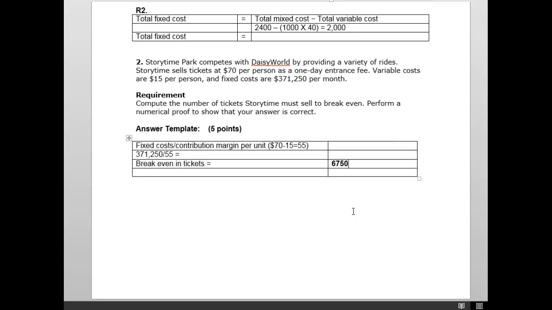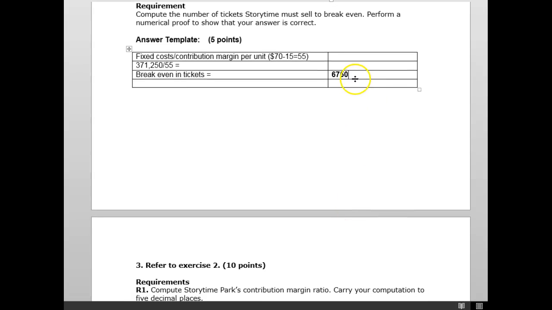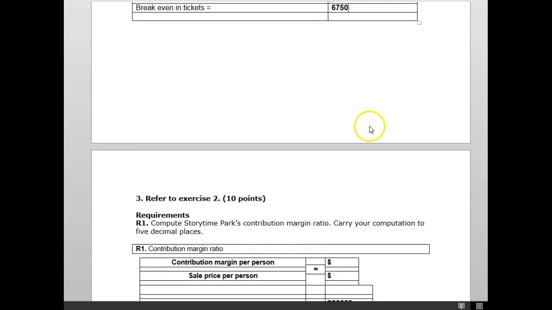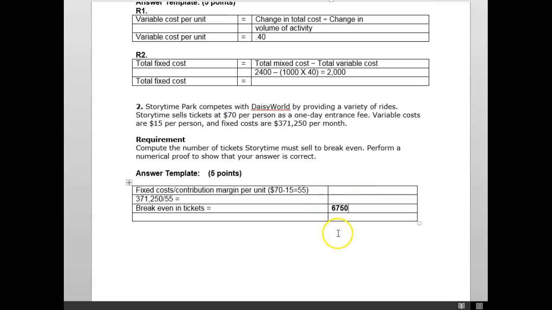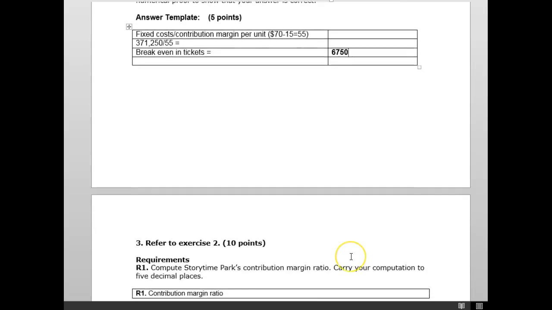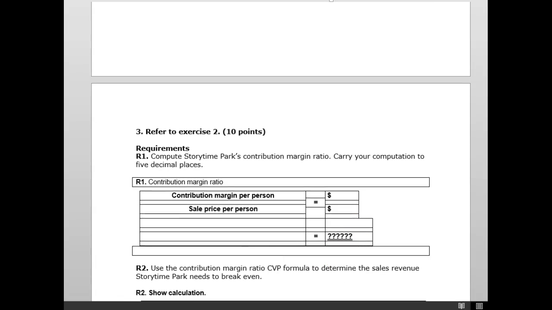Now, if we wanted to know what that was in sales, we would multiply that times the sales per person, so it's $70. So let's go on down to number 3, which I think is going to ask you that question. The first thing they ask, though, is the contribution margin per person, which is 55, remember? And the sales price per person, which is 70.